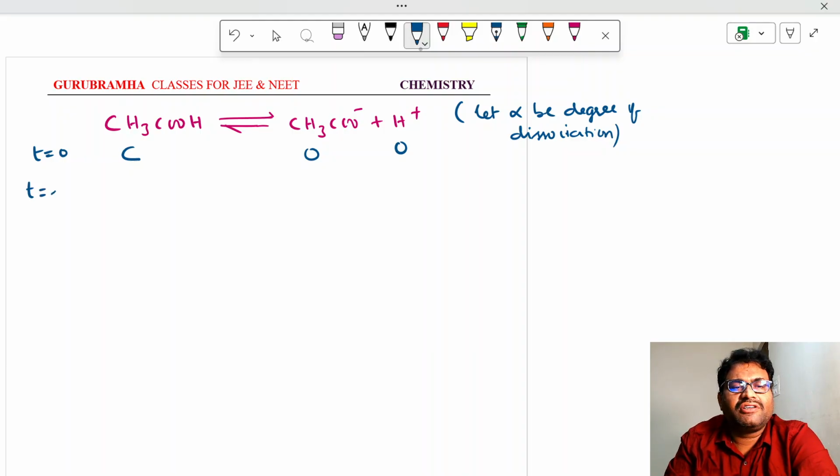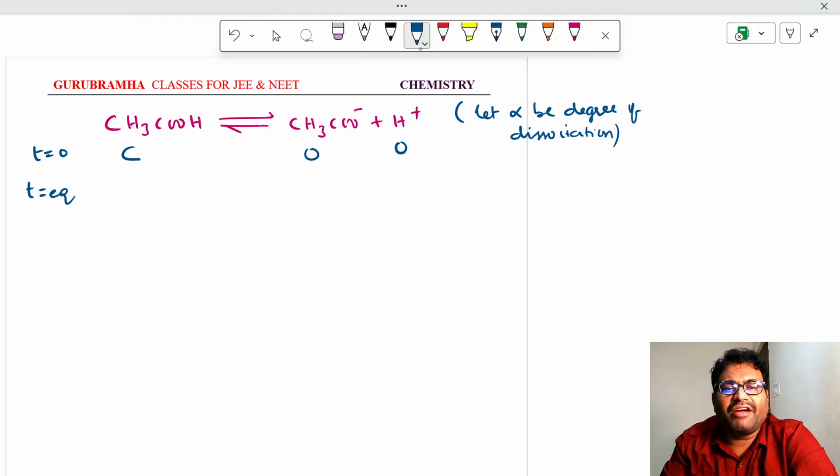both forward direction reaction and backward direction reaction occur, and only some of the acetic acid will dissociate into acetate ions and H plus ions. How much does it dissociate? Let it dissociate C alpha. Originally, how much is present? C. Then at equilibrium, if C alpha is dissociated, how much remains? C minus C alpha.